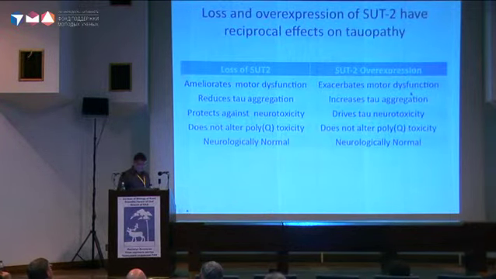But just to summarize the data so far, SUT2 loss of function and SUT2 overexpression have reciprocal phenotypes. So loss of SUT2 suppresses motor dysfunction, overexpression exacerbates the motor dysfunction. Loss of SUT2 reduces aggregation, overexpression increases tau aggregation. Loss of SUT2 protects against neurotoxicity, SUT2 overexpression drives neurotoxicity. Neither loss nor gain of function mutations of SUT2 alter polyglutamine toxicity, suggesting this might be a tau-specific modifier. And in both cases, these animals are neurologically normal.